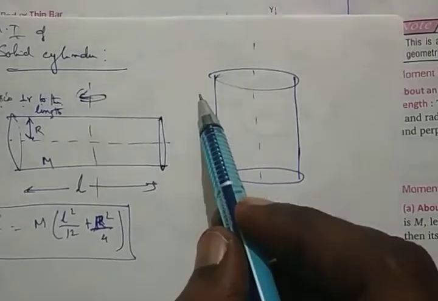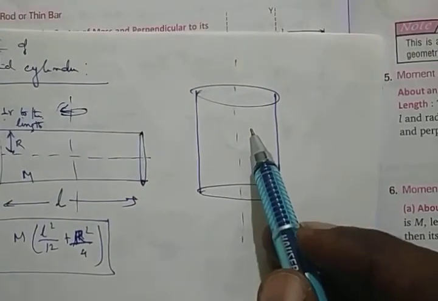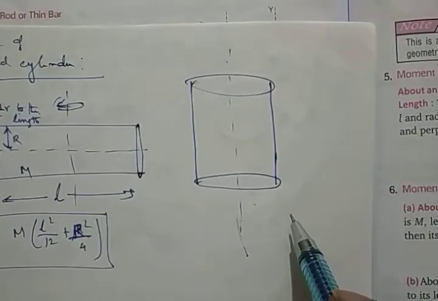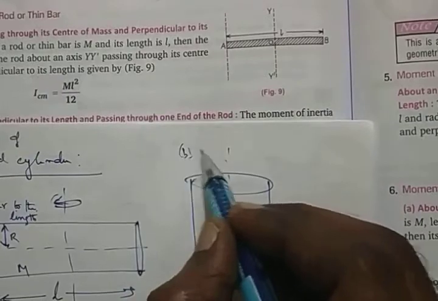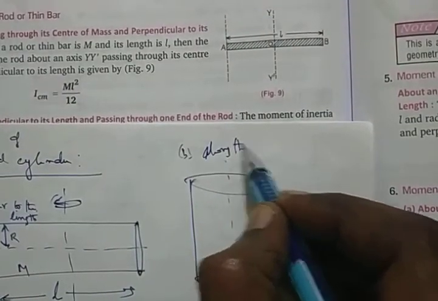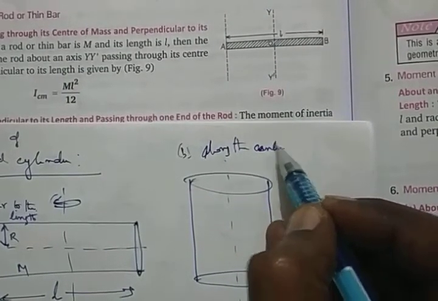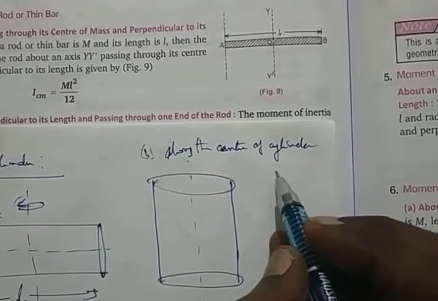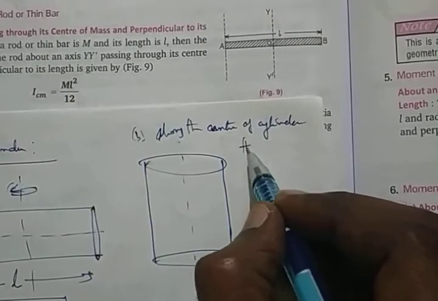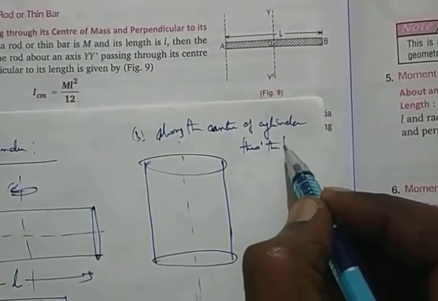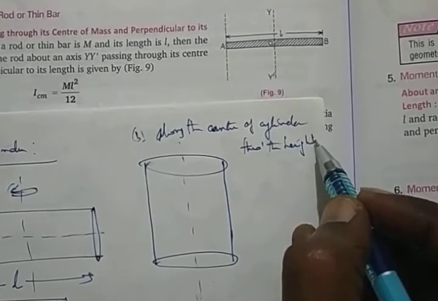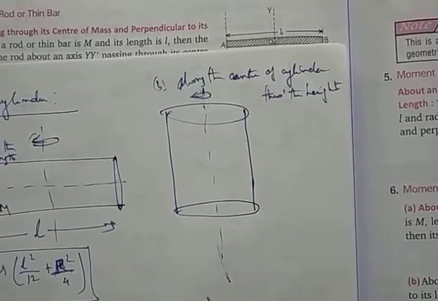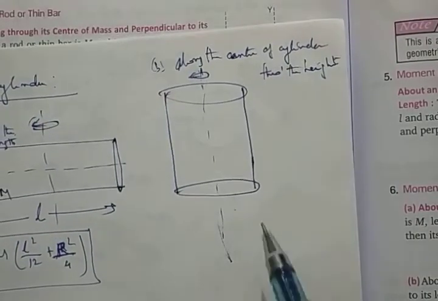Now what happens if it is going to be the moment of inertia along the center of the cylinder, B part, through the height. So along the height, if it is there. This is a very common one. Now this is quite interesting, very very interesting.